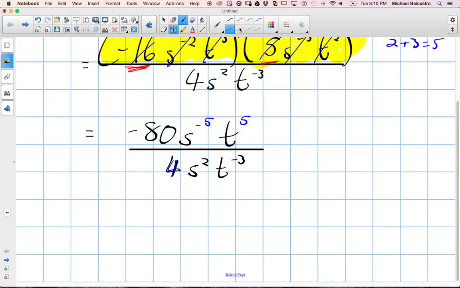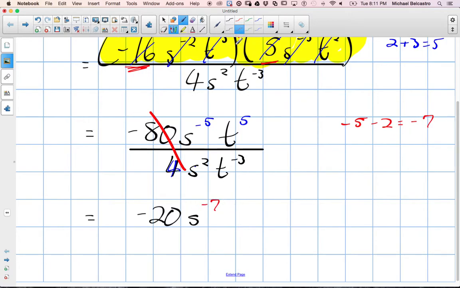So again, the very first thing we're going to do is simplify the coefficients. Negative 80 divided by 4 is going to give us negative 20. So those are now simplified. Okay, the s's. The s's are both base s, so I know I'm going to have base s. But this time I'm going to have negative 5, and because it's division, we subtract 2. That's going to give me negative 7. So I have s to the negative 7.